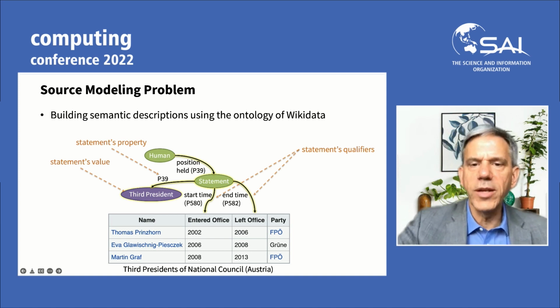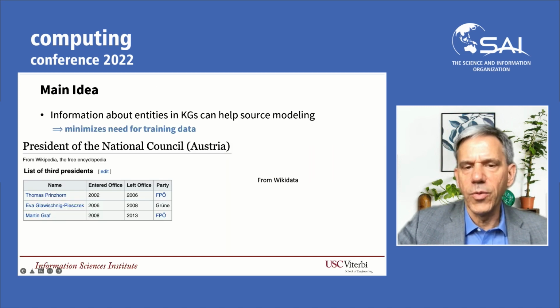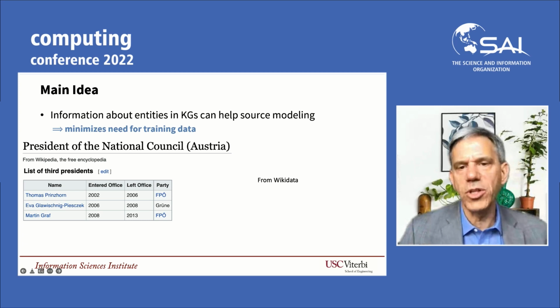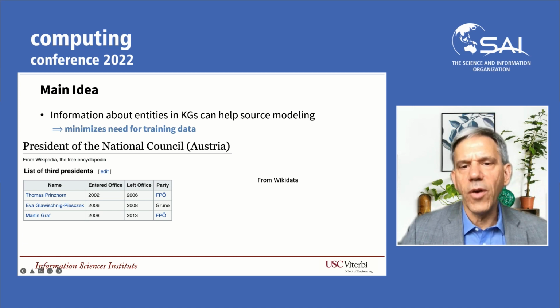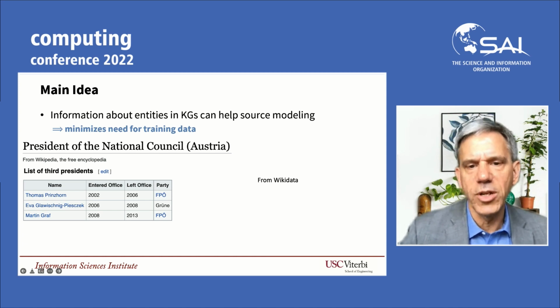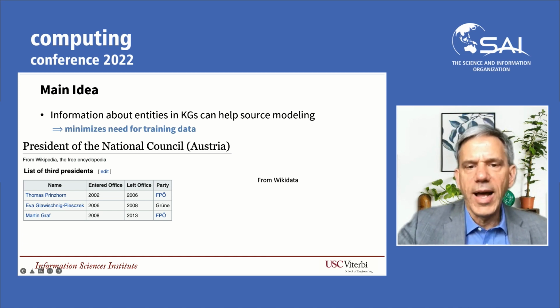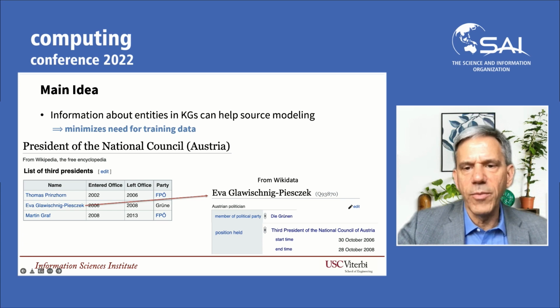Okay, and so what we're trying to do here is to build this model of this table automatically. So we don't want the user to have to provide any information. And how is that possible? Well, the basic idea is to use the information that's already embedded in the knowledge graphs. Wikipedia is one example of a knowledge graph. Another example of a knowledge graph is Wikidata. And Wikidata also has very similar information. It has detailed information about all these people. And so the idea is to exploit that information that's already there.